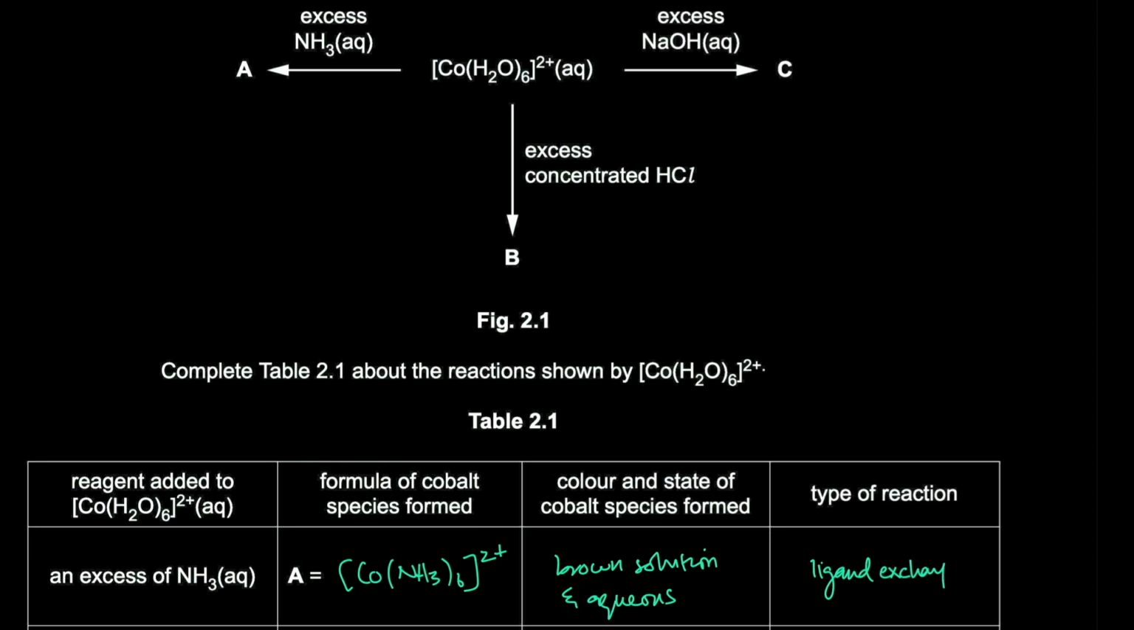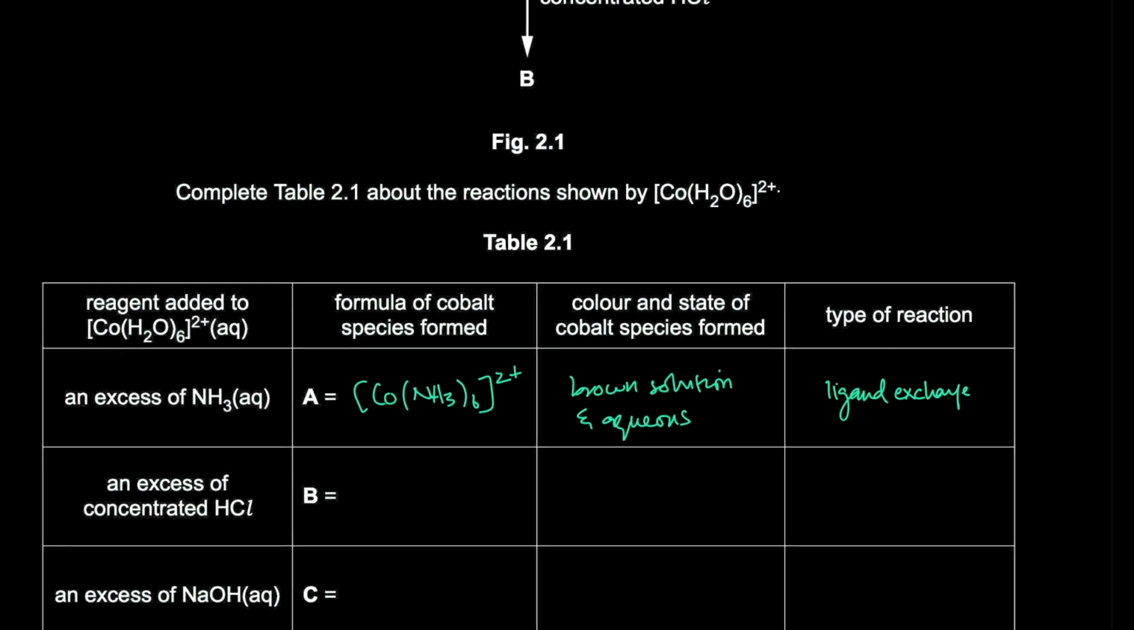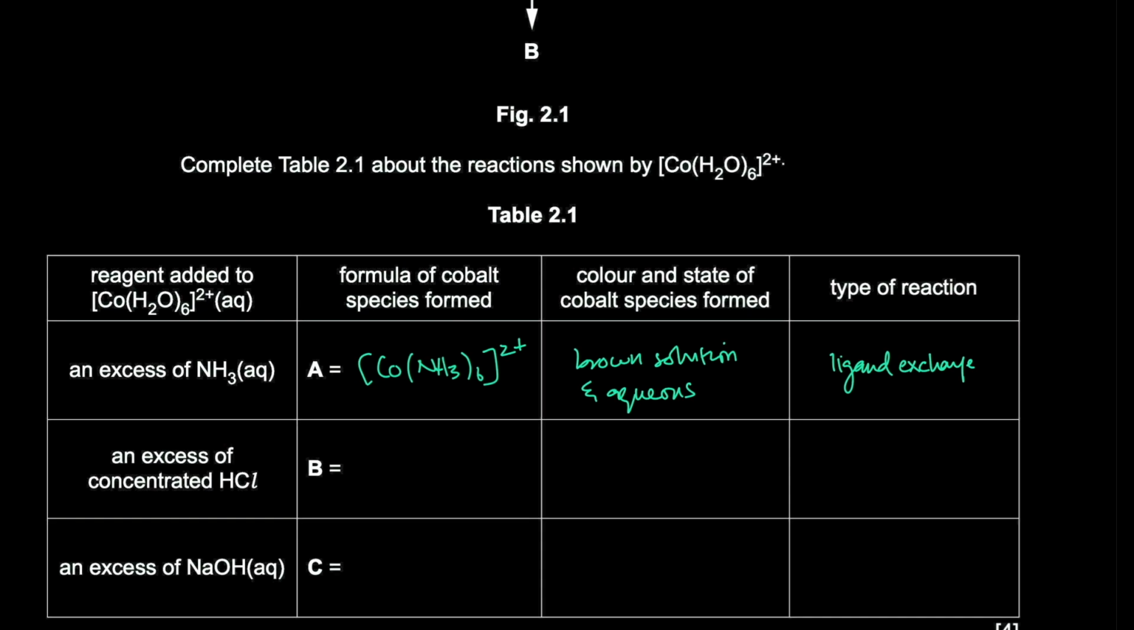When excess concentrated HCl is added, you get cobalt-2 tetrachloride, CoCl4 2-. This is a blue solution. The type of reaction again is a ligand exchange or a ligand substitution reaction. The word solution implies that it's aqueous, which you can mention.